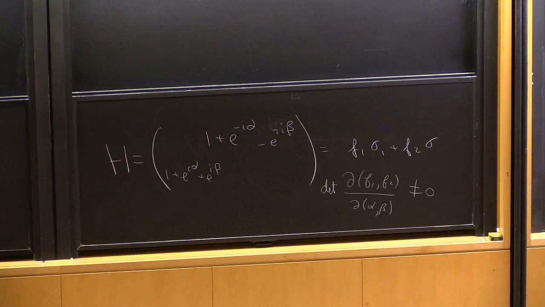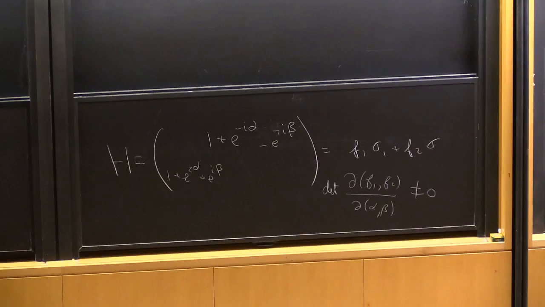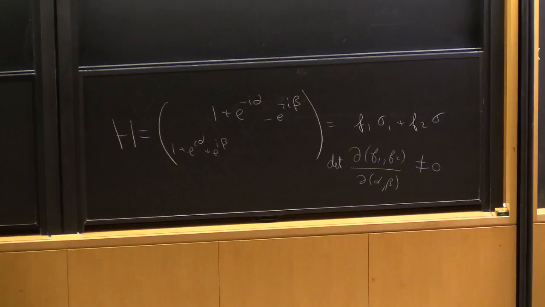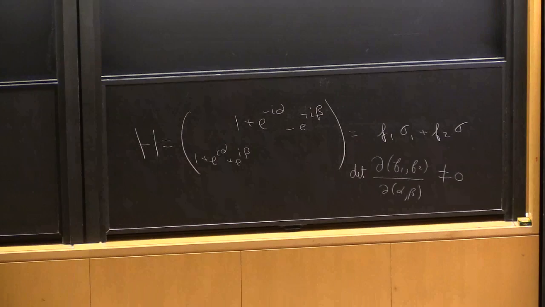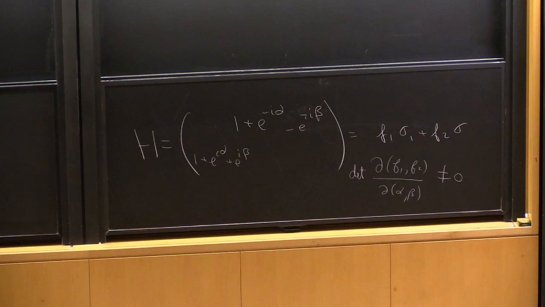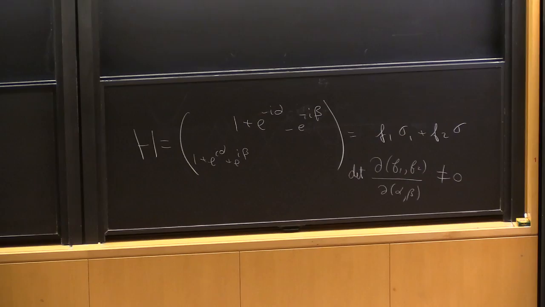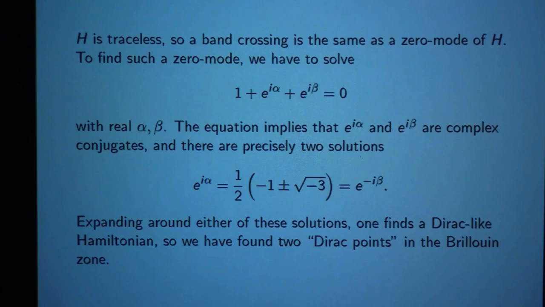If you think carefully, you'll find an even shorter way to do it. But I won't explain that right now because it might be confusing. And anyway, why should the matrix be zero? Nothing was chosen about the model that would make that determinant be zero, so in fact it isn't zero. And that's all we need to know that we're going to see Dirac-like behavior. So if we linearize around these values of the momenta, we get two-dimensional massless fermions. And it happens at two values of the momentum. So that's the answer for the simple band model of graphene, and it was computed, I think, around 1950. So expanding around either solution, the determinant is non-zero, so we get a Dirac-like Hamiltonian, and we found two Dirac points in the Brillouin zone.